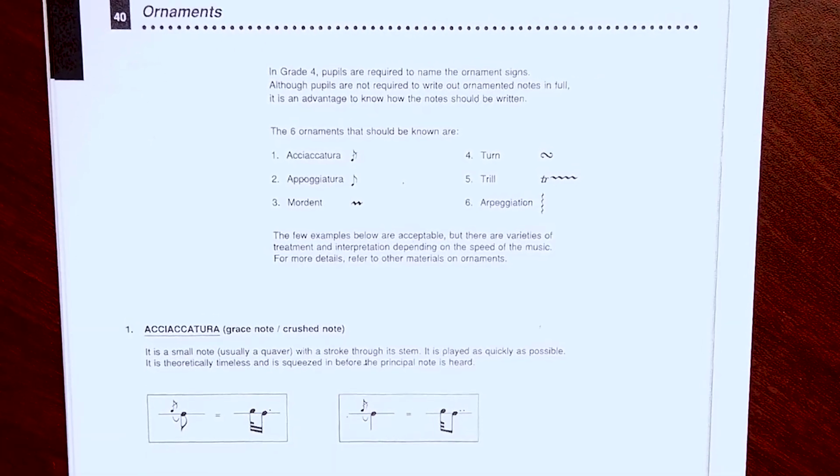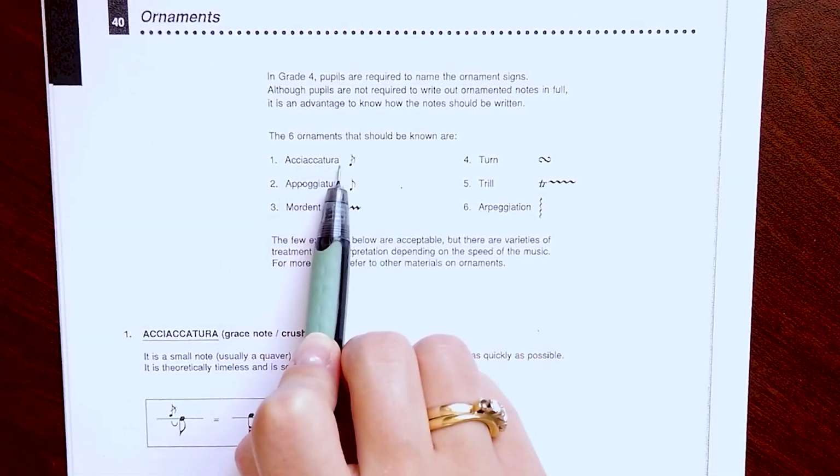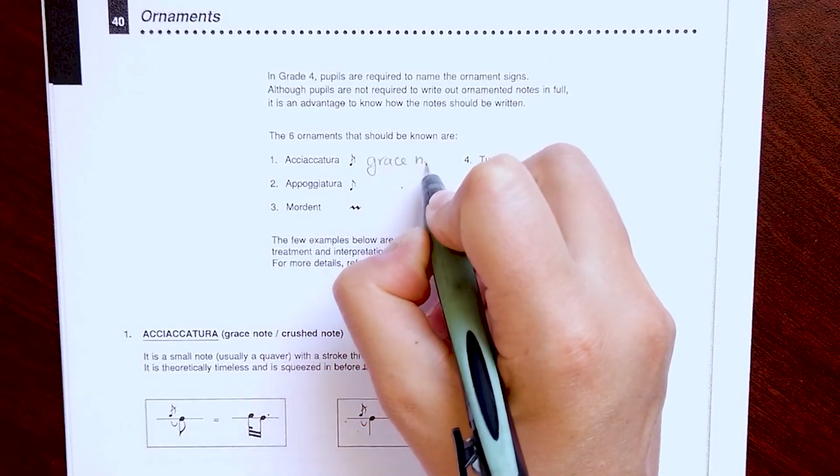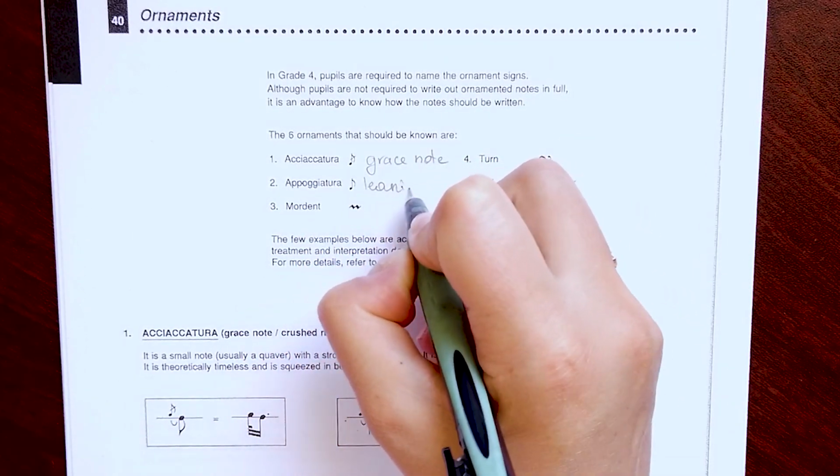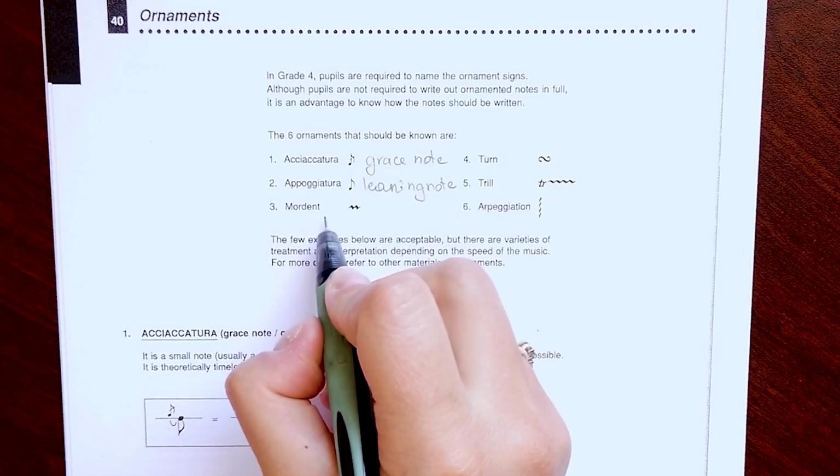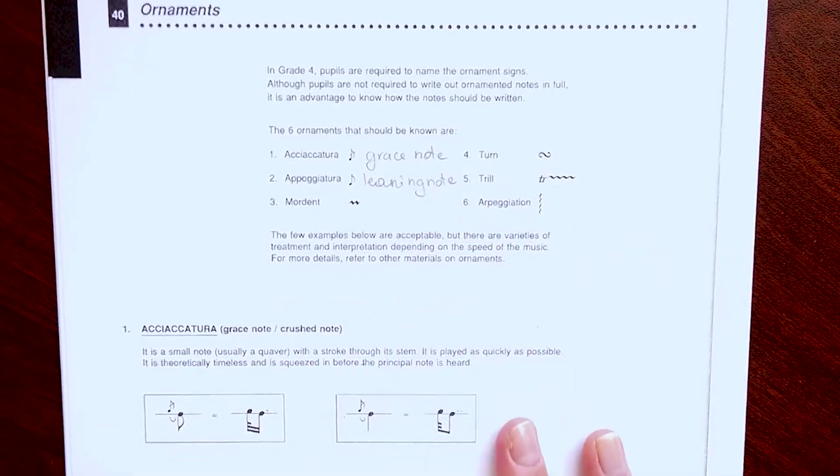Our topic is the ornaments. The first ornament is the grace note or acciaccatura. Next are the appoggiatura, or leaning note, mordent, turn, trill, and arpeggiation. Let's see the first one with you.